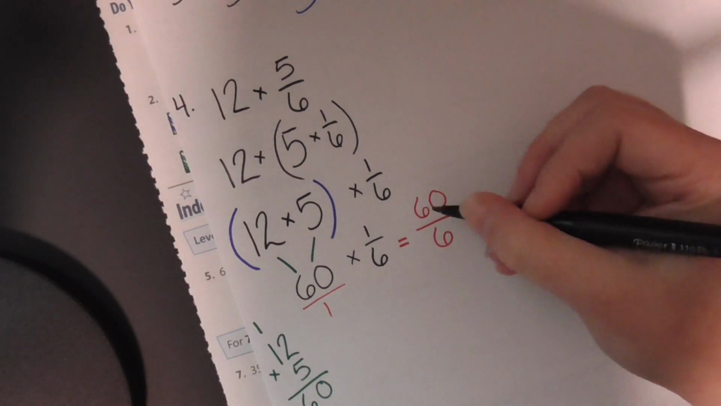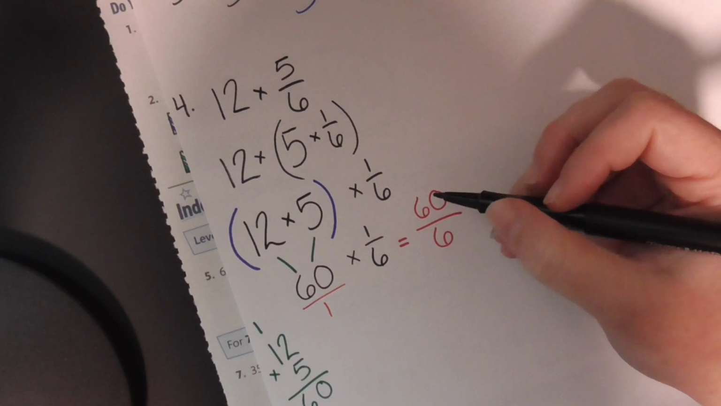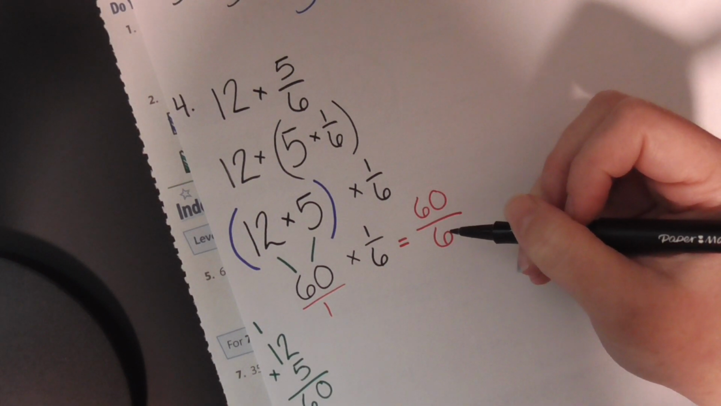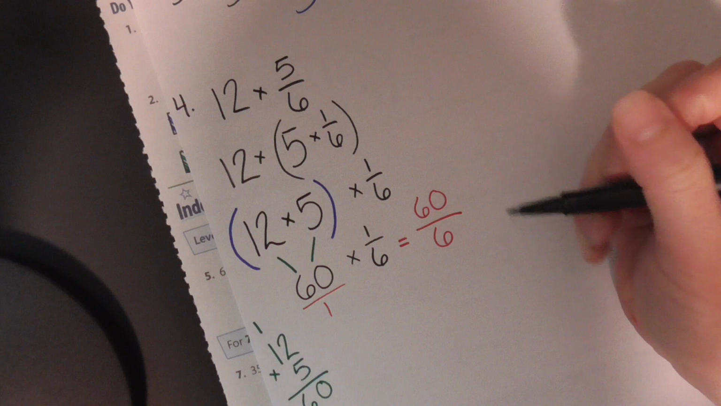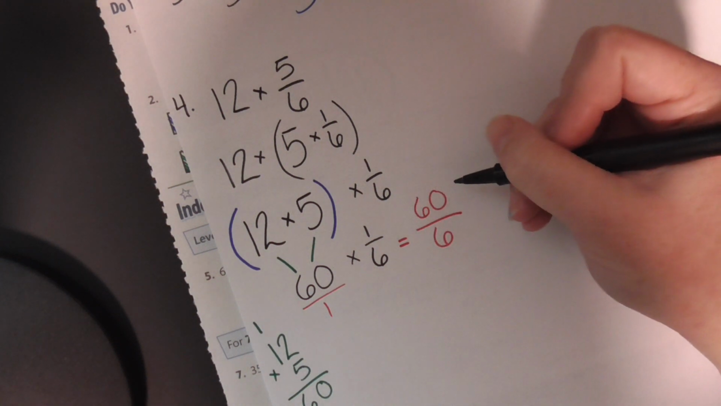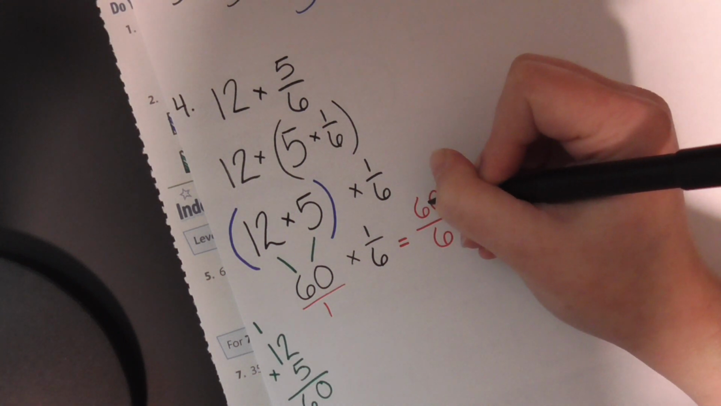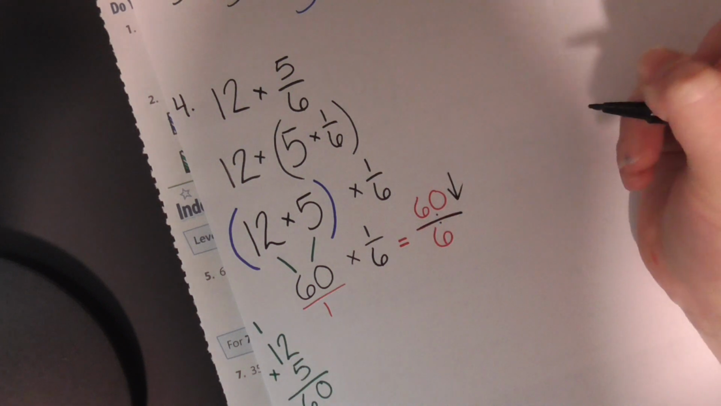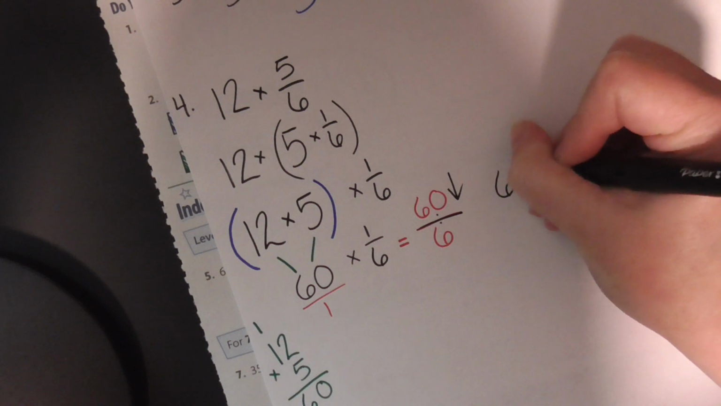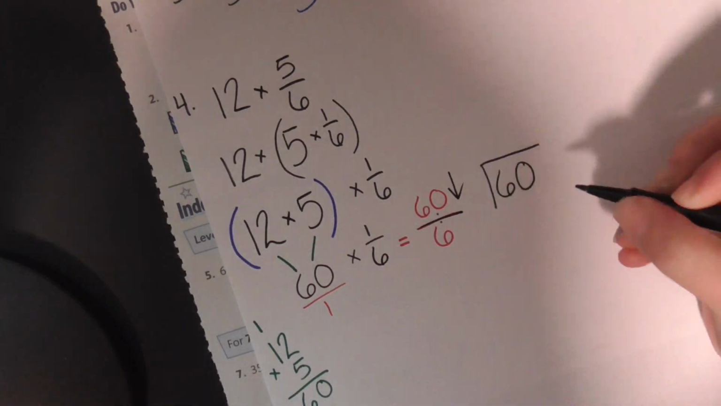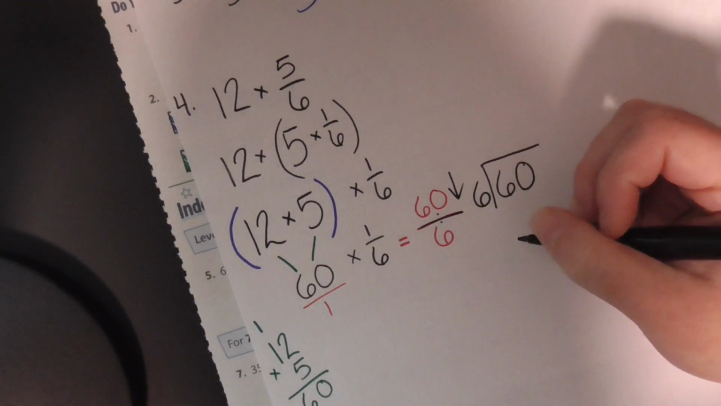Now we have, if you're really good, you look at this and you know that there are 10 sixes in 60 because 10 times 6 equals 60. Or you could read this up and down as 60 divided by, it's almost like our little divided by symbol, 60 divided by 6. And so you could bring it over here, 60 divided by 6. If you already know what that is, you can write down your answer.